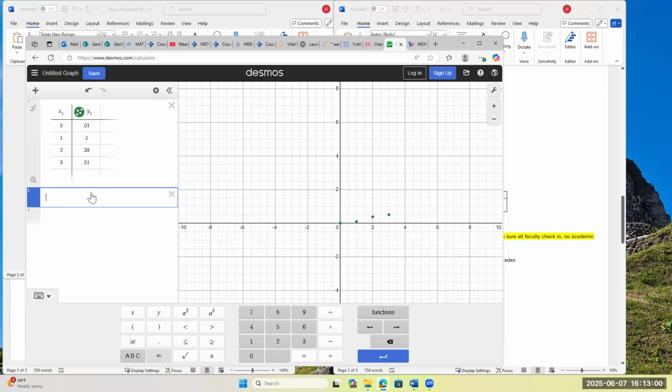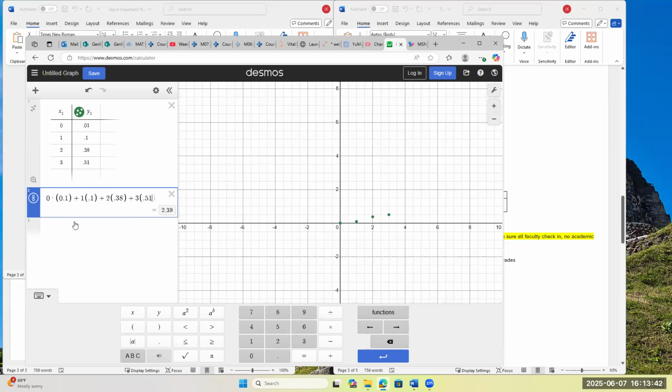So I could, of course, just do 0 times 0.01 plus 1 times 0.1 plus 2 times 0.38 plus 3 times 0.51. And you can see that I would expect that player on average to earn 2.39 points. And another way of thinking about this is if this player had this opportunity 10 times, the opportunity to make 3 free throws, I would expect them to get about 23.9 or 24 points.